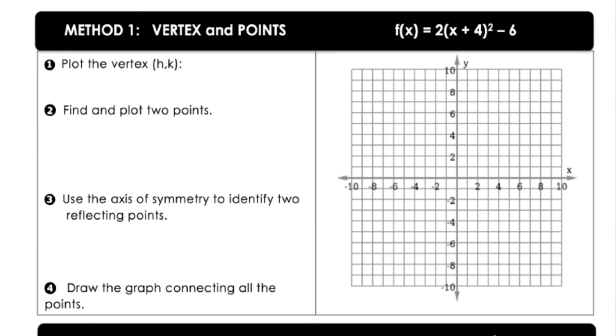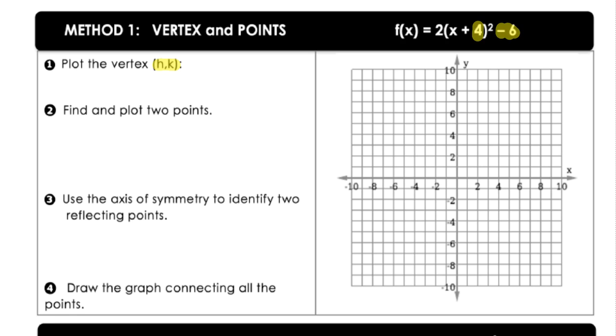Method one is to plot the vertex. This is written in vertex form for a reason. It helps us to easily identify the vertex, and then we can plot some points around it. So in vertex form, your vertex is those h and k values. So if we look over here, we have our h value and we have our k value.